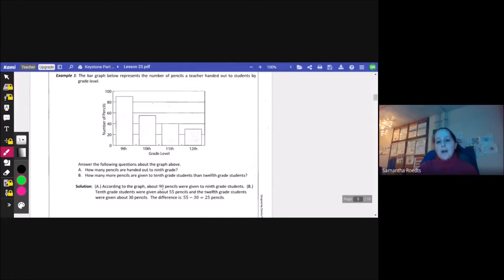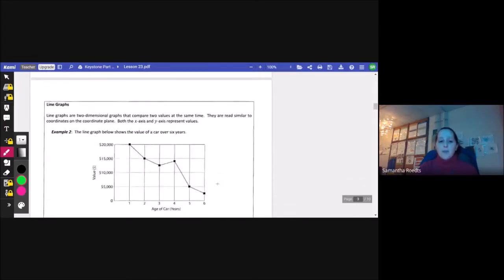So according to the graph, about 90 pencils are given to 9th grade students, 10th grade students were given about 55 pencils, and 12th grade students were given about 30 pencils. The difference is 55 minus 30, or 25 pencils.